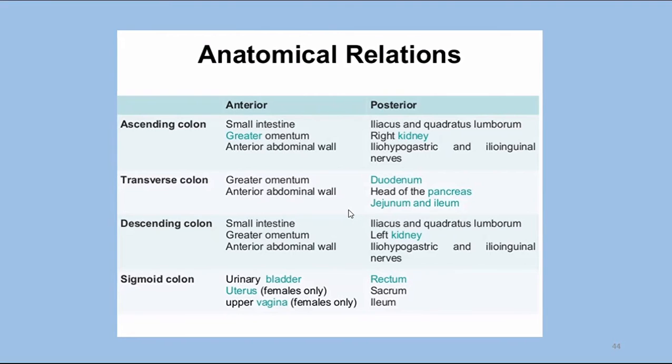The transverse colon is related anteriorly to the greater omentum and anterior abdominal wall. Posterior to the transverse colon, you will see the duodenum, the head of the pancreas, and the jejunum and the ileum.